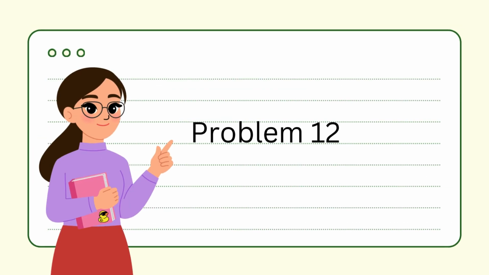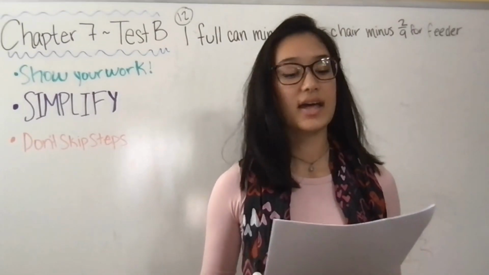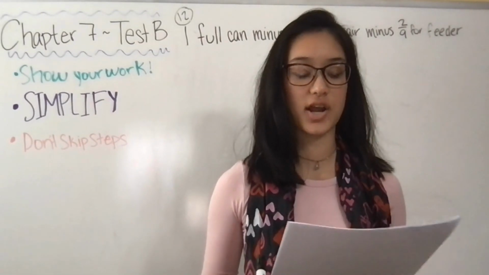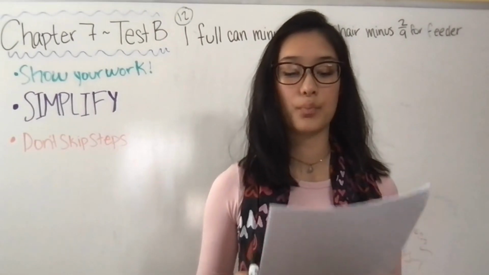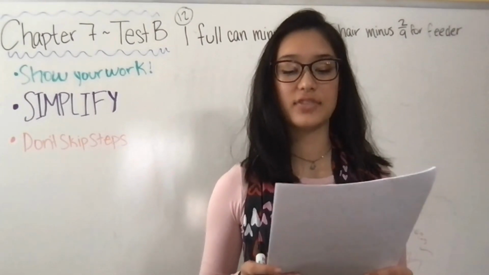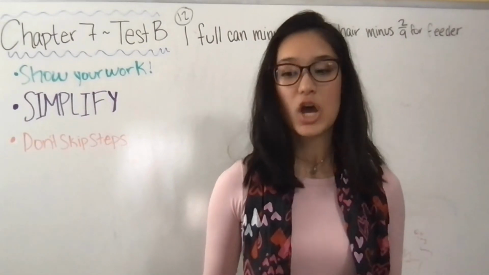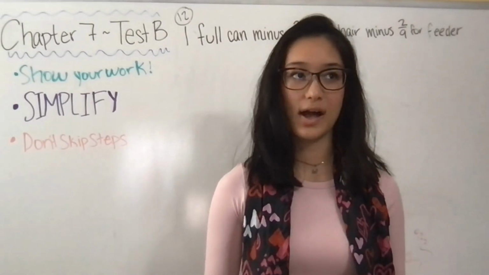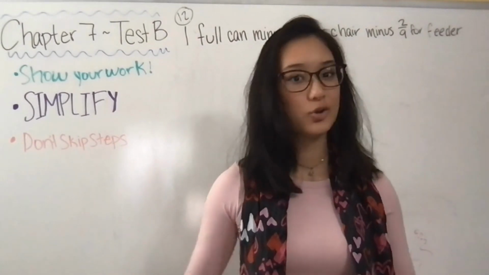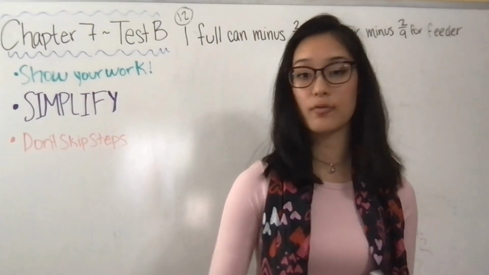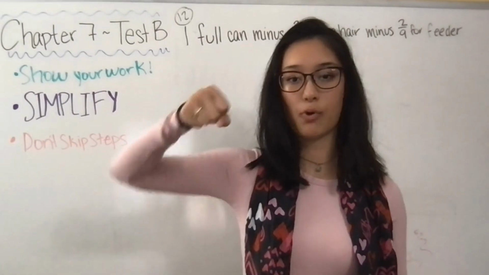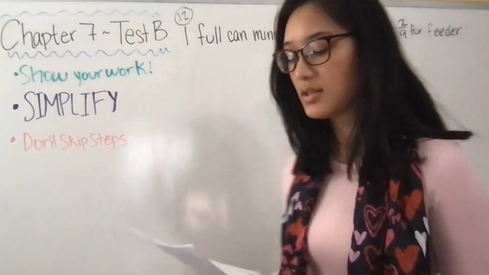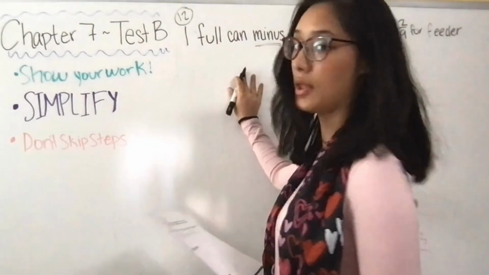Number 12. Hannah had a full can of paint. She used 2/3 of it to paint a rocking chair and 2/9 of it to paint a bird feeder. What fraction of the can of paint does she have left? So if you start with a full something and you use some of it, do you have 2 full somethings now? No. You know that if you start with a full can of paint and you pour some of it out or you use some of it to paint something, you have less paint than you started with. So that means it's a minus problem.